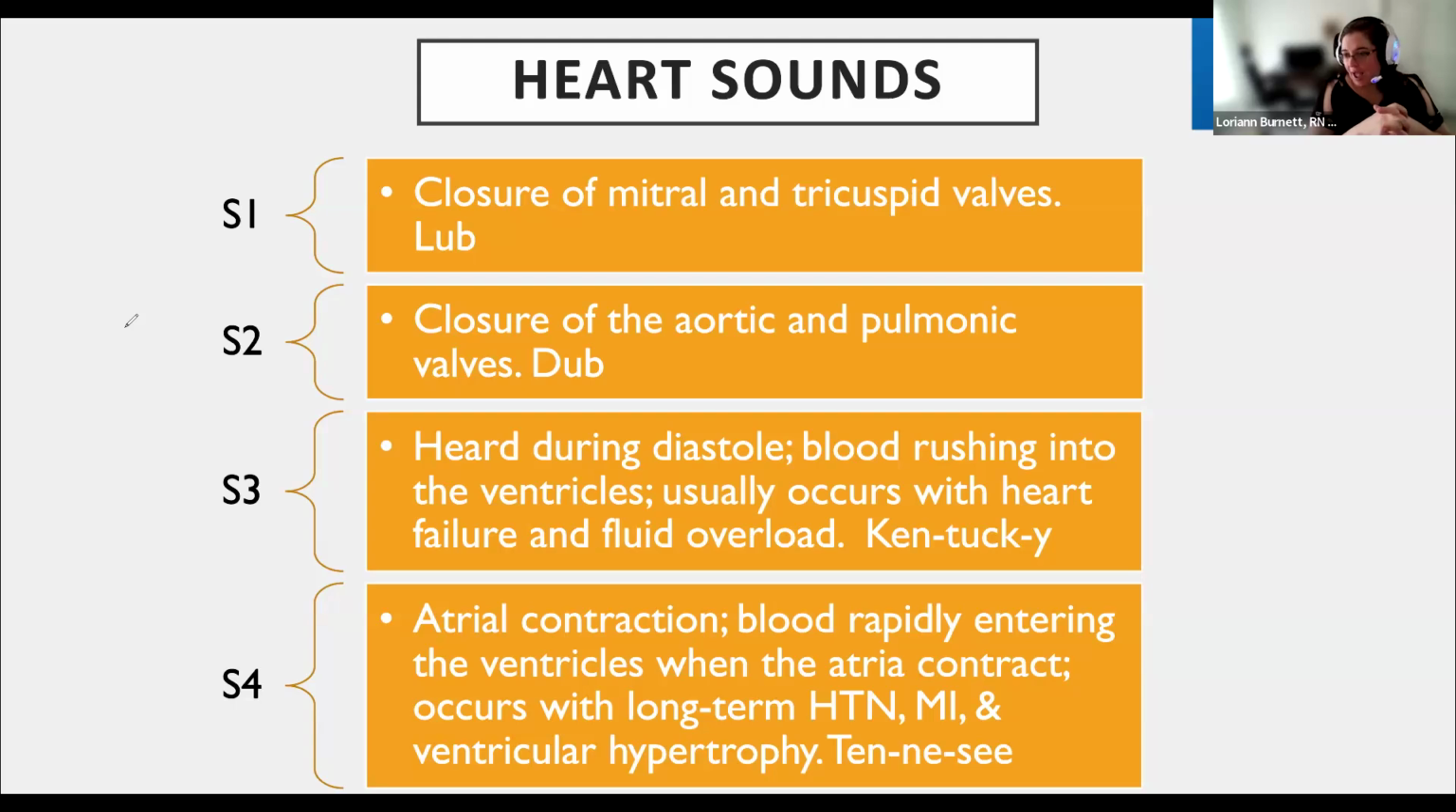S4 is also another abnormal heart sound. It will happen directly before S1. So we'll have S4, S1, S2, S4, S1, S2, or Tennessee, Tennessee. We have that extra sound. This occurs when the atria contract, resulting in blood entering the ventricles. This happens with long-term hypertension, heart attack or MI, and ventricular hypertrophy. So S3 and S4 are abnormal heart sounds or murmurs when there's something anatomically happening with the blood moving incorrectly within the heart, and you can hear those heart sounds.